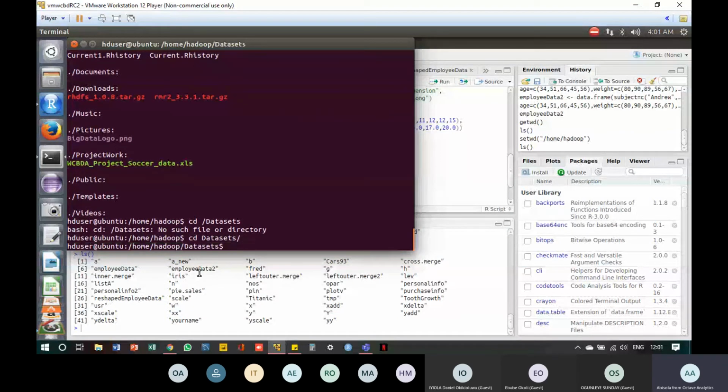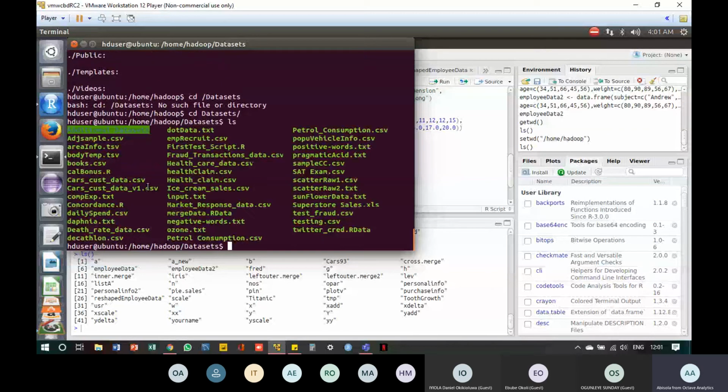Okay, so now we're in data set. So let's check for the files available in data set. Do we have books here? Yes, thank you. So this is books.csv, and that's the data set that is used on page 117. So I wanted to confirm that this is available here. So we have books.csv available on our Hadoop environment, on our Hadoop folder under data sets.